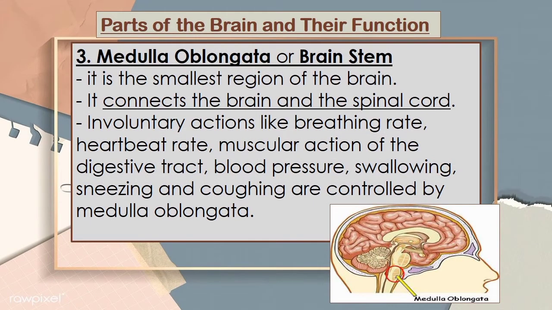Medulla oblongata or brain stem. It is the smallest region of the brain. It connects the brain and the spinal cord. Involuntary actions like breathing rate, heartbeat rate, muscular action of the digestive tract, blood pressure, swallowing, sneezing, and coughing are controlled by the medulla oblongata.